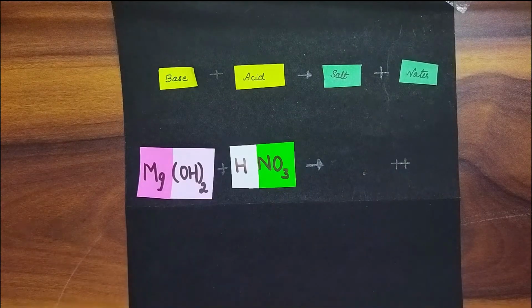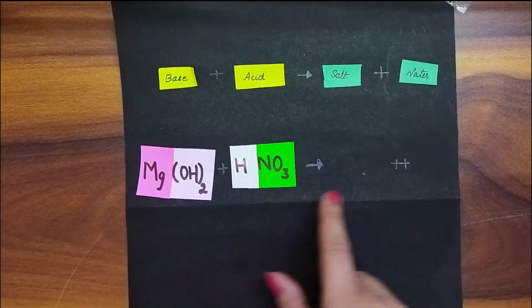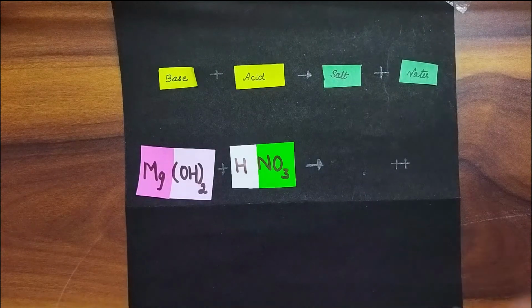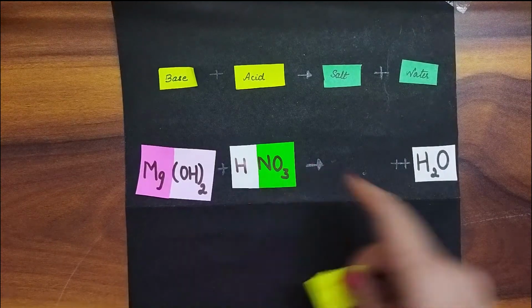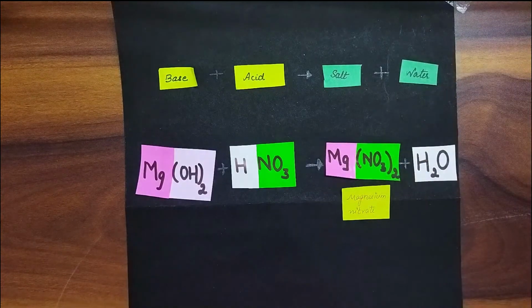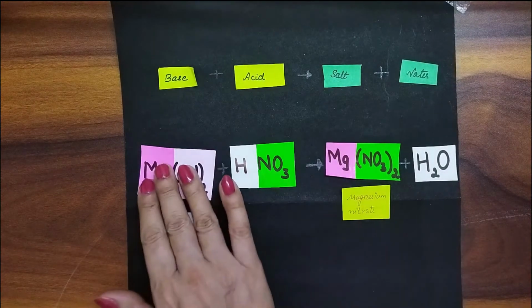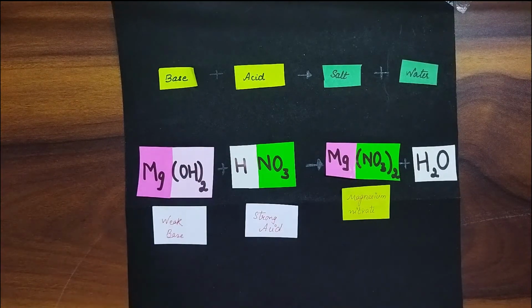Now taking one more example, I have taken magnesium hydroxide as the base, nitric acid is the acid here. Now let us check the products. One of the products will be again H2O. Name of the salt will be magnesium nitrate and formula will be Mg(NO3)2. So this is again one more example of a neutralization reaction. Now here we have the base, that is magnesium hydroxide, which is a weak base. HNO3 is a strong acid. So the salt formed will be acidic in nature.